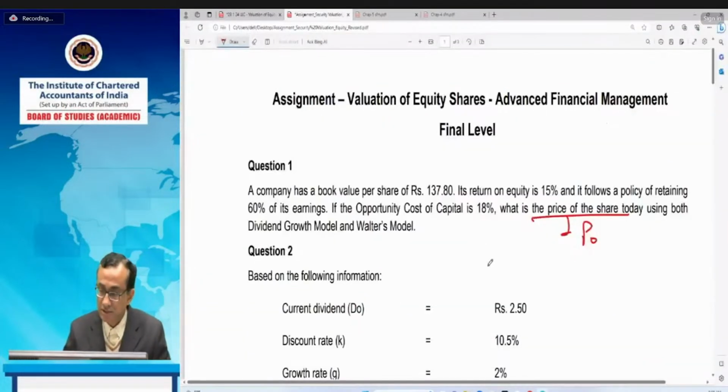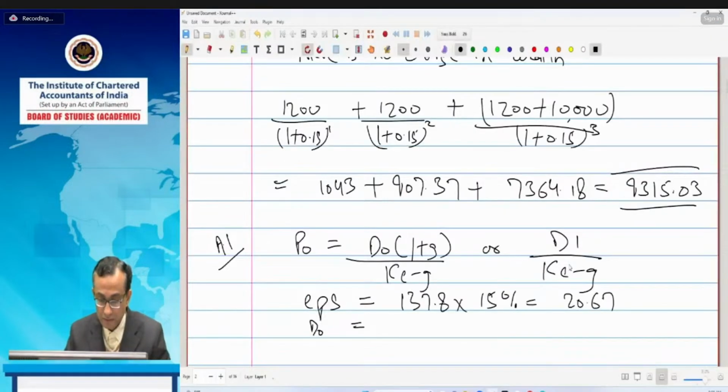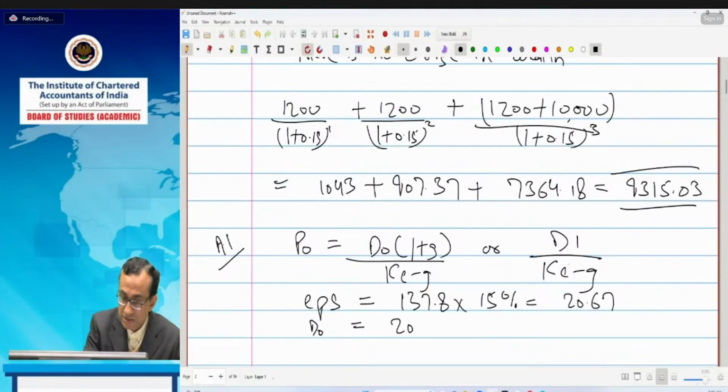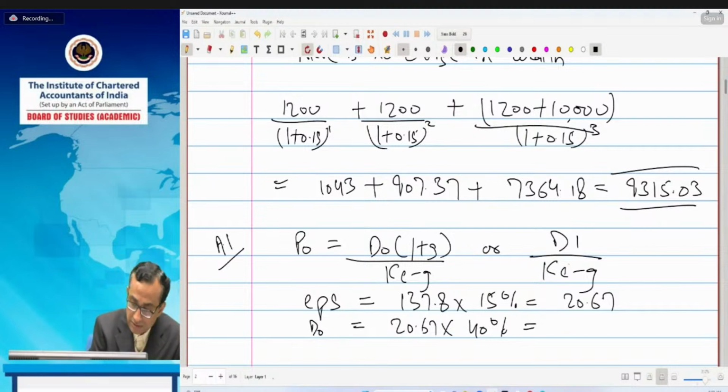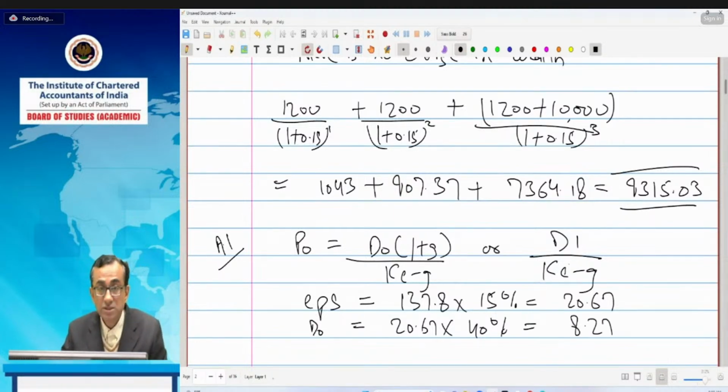If you see in the question, it is given that the company is following a policy of retaining 60% of its earnings. It means the company is withholding 60% and declaring a dividend of 40%. So it will be EPS 20.67 multiplied by the dividend rate, that is 40% distribution. 20.67 into 40% will be 8.27. So D0 has come. But the growth rate is also not given.